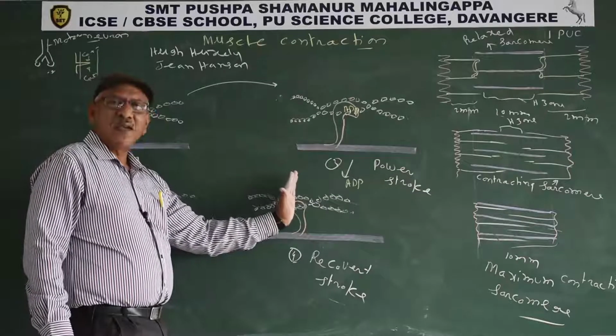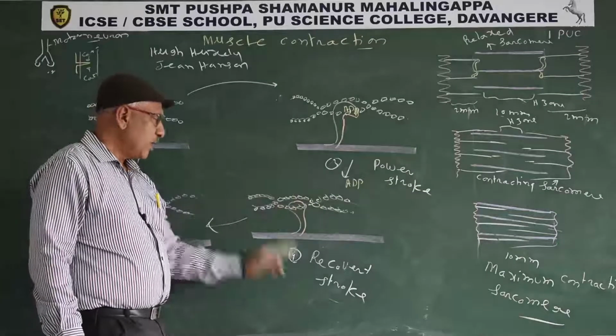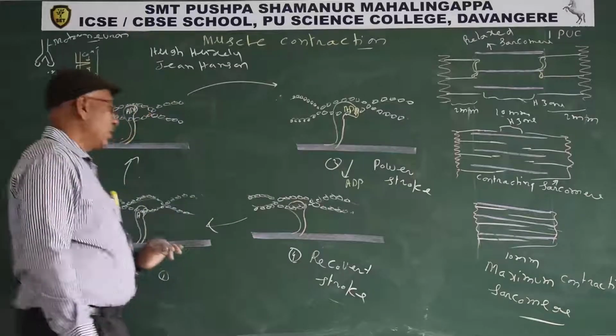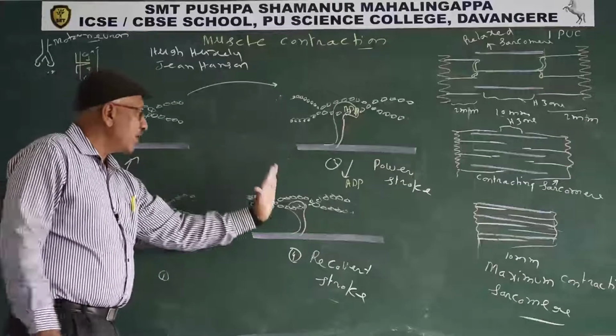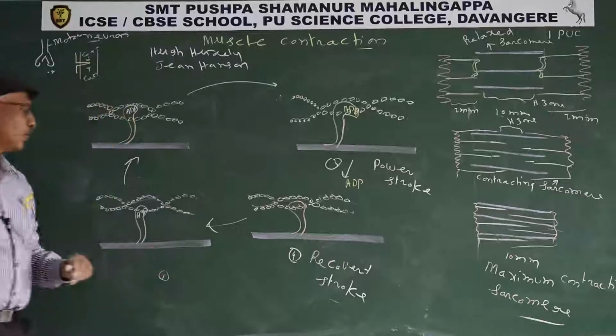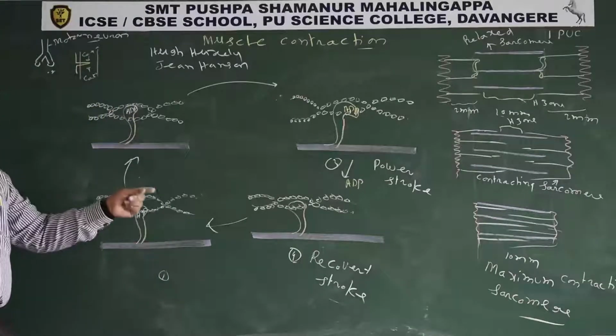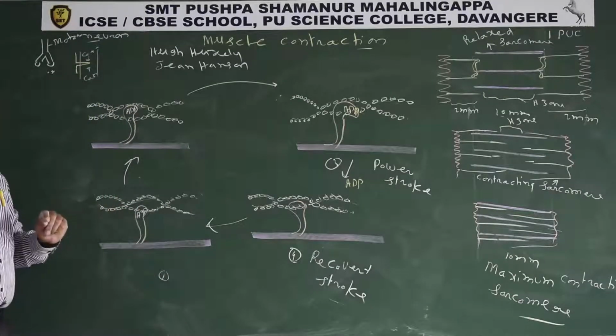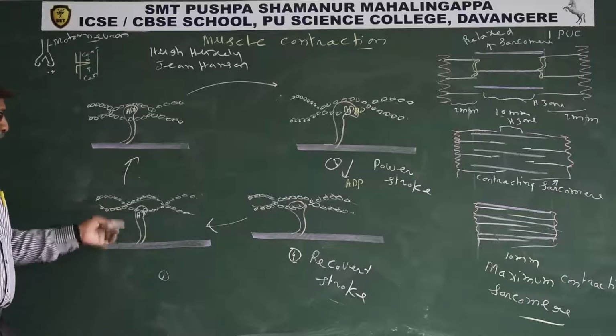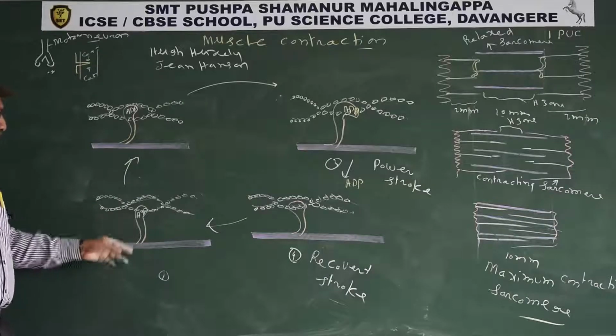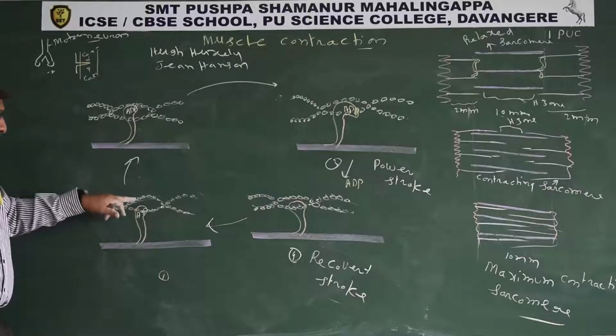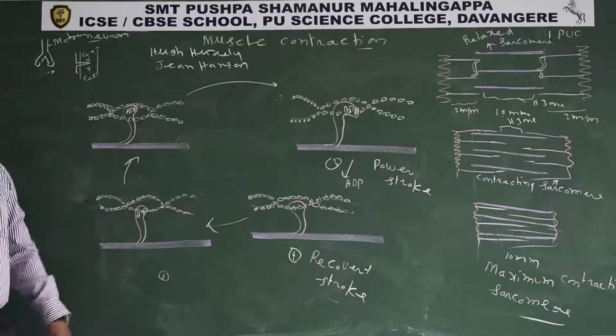Later, the meromyosin head attains its original position. It is known as the recovery stroke. Previously like this, recovery stroke. After the recovery stroke, a new ATP molecule attaches to the ATP site. Once the ATP molecule attaches to the ATP site, the meromyosin head detaches from the active site.